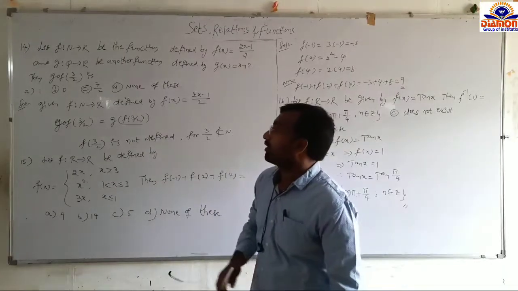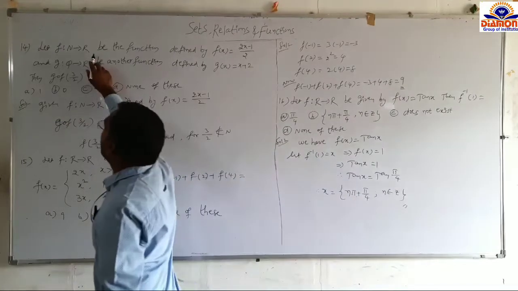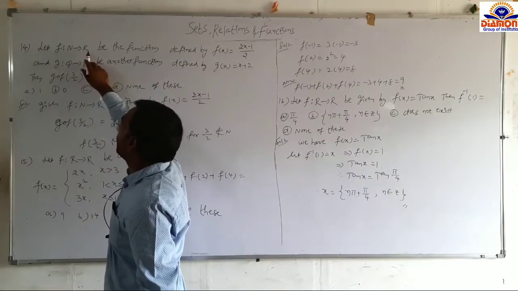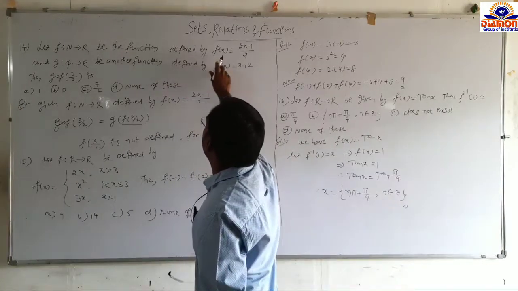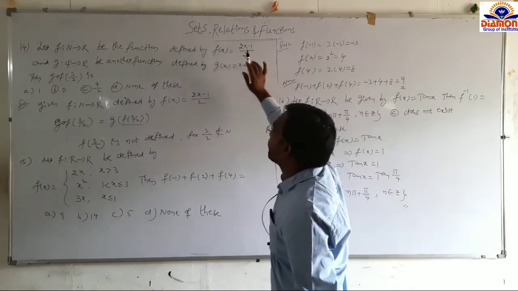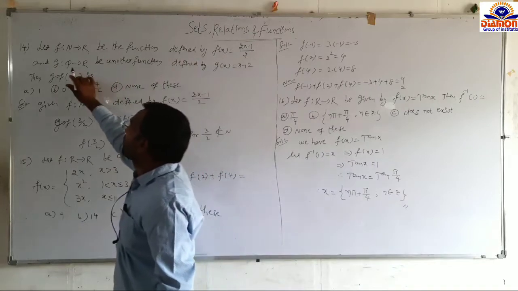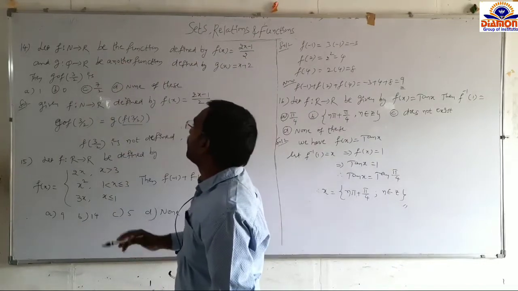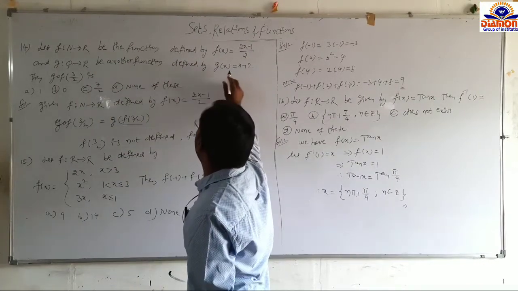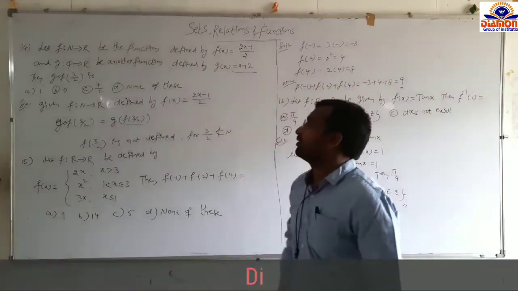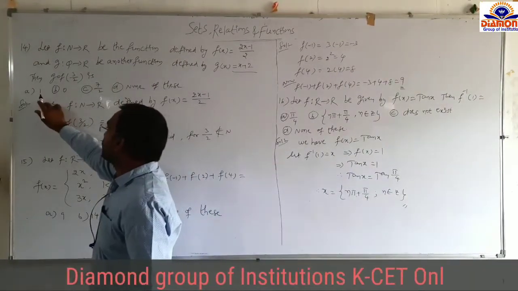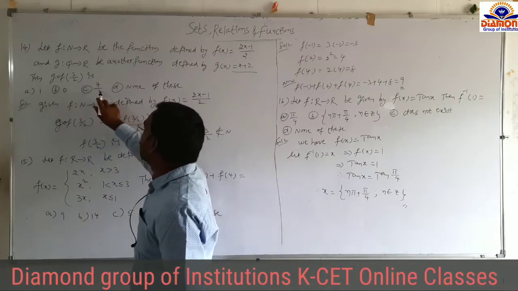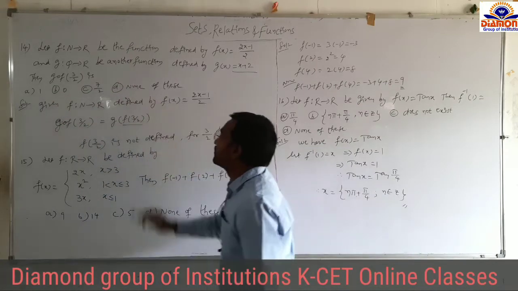Let f mapping from N to R. Here the domain is natural numbers, and the range is real numbers. Let it be the function defined by f of x equals (2x - 1)/2, and g mapping from Q to R be another function defined by g of x equals x plus 2. Then g circle f of 3/2 is: option A 1, option B 0, option C 7/2, option D none of these.